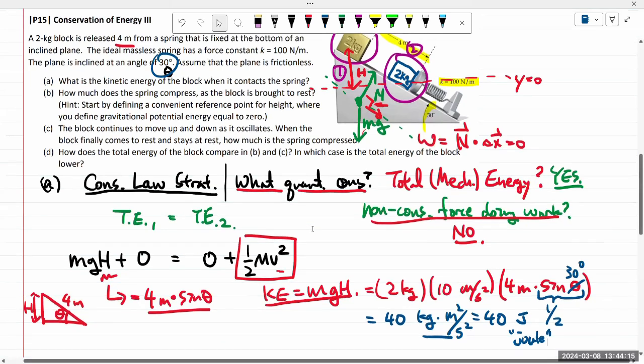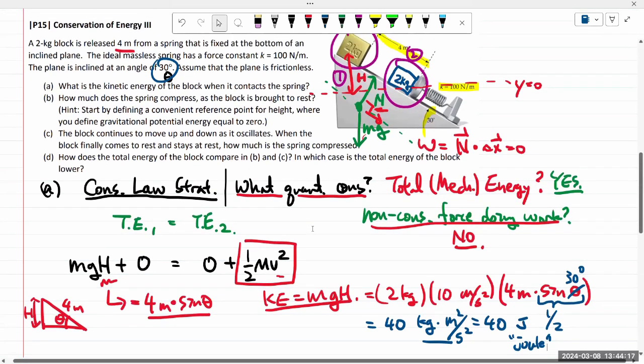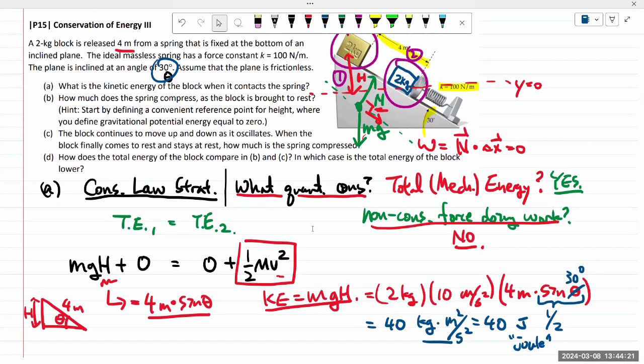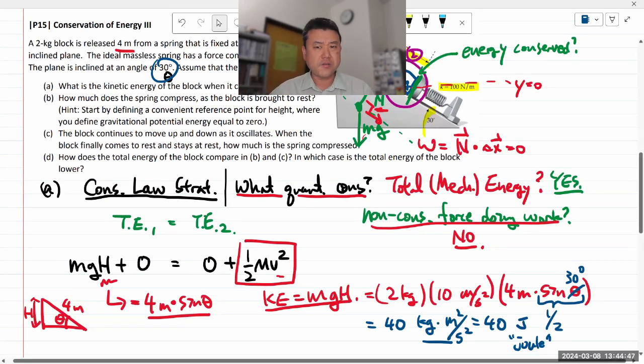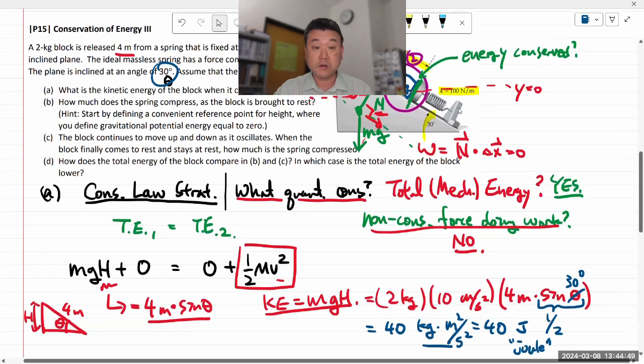And then it asks how much does the spring compress as the block is brought to rest. So there's a question you should answer, which is, as the block collides with this piston, is energy conserved? And I think most people here have seen enough collisions, enough bouncing of the ball, that in this bouncing, energy is probably not perfectly conserved.